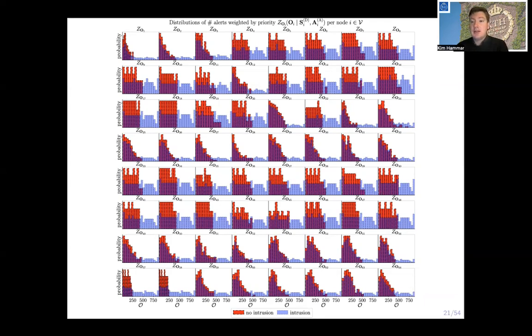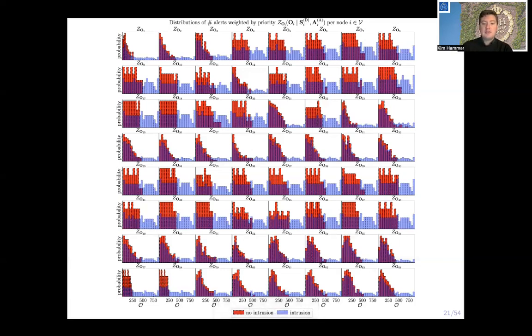Y-axis shows the probability and x-axis shows the number of alerts. So the first thing we can note is that there's a lot of false alarms. That's why the distributions overlap. But even though there's false alarms, we see that on every node there is some signal for detecting an attack. And this signal varies in strength. So for example, on node 17 here is a quite clear signal. There's a big difference in distributions. Whereas on node 24, the signal is much weaker.